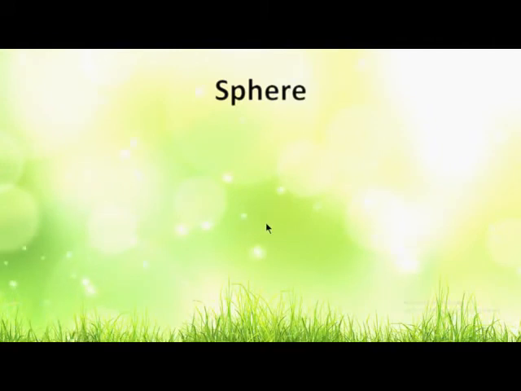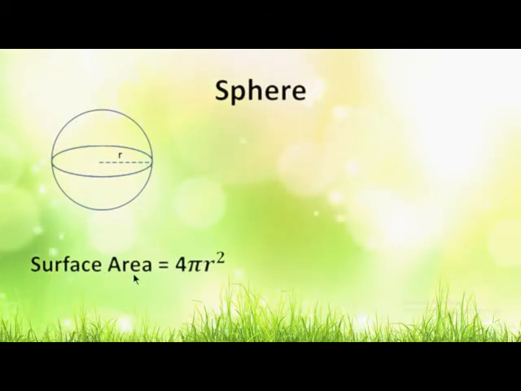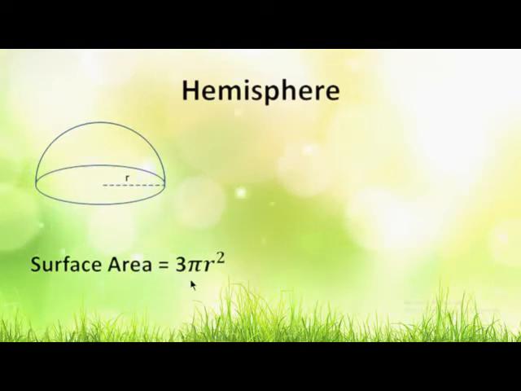And how about the sphere? For a sphere with radius r, the formula of surface area is 4 pi r square. And about the hemisphere, this is r. The formula of surface area of a hemisphere is 3 pi r square.